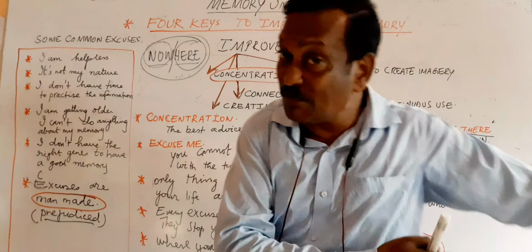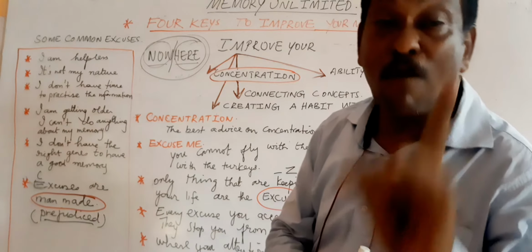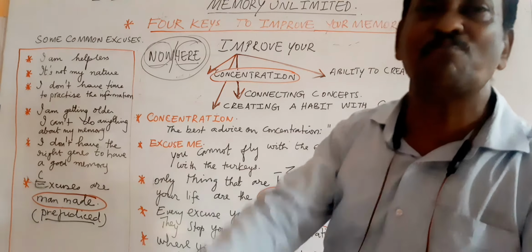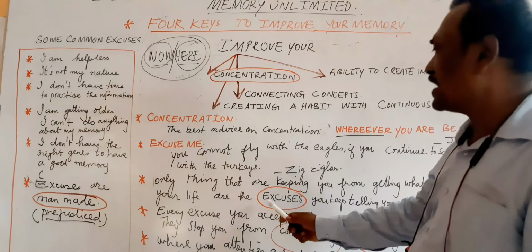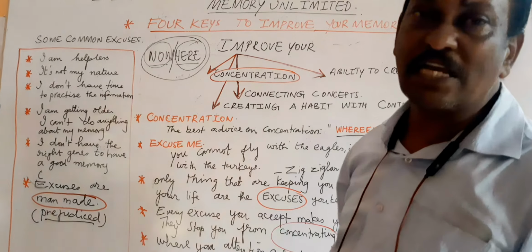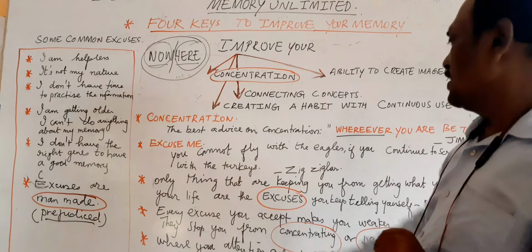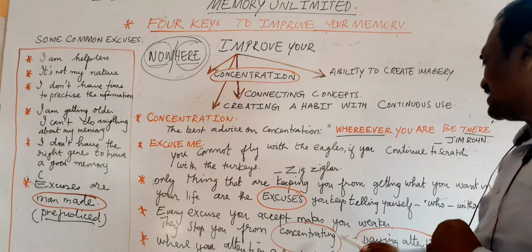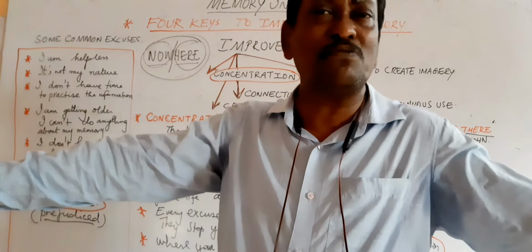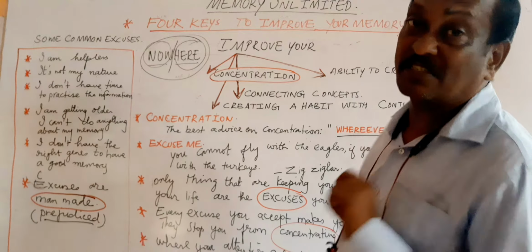So people who love success, people who are determined to achieve success, will avoid excuses. They will push the excuses away and move ahead with a positive attitude in life. So don't give excuses. If you give excuses, that is definitely a hindrance to improving your memory. Every excuse you accept makes you weaker. One who gets away from excuses becomes stronger and stronger, and he achieves success.